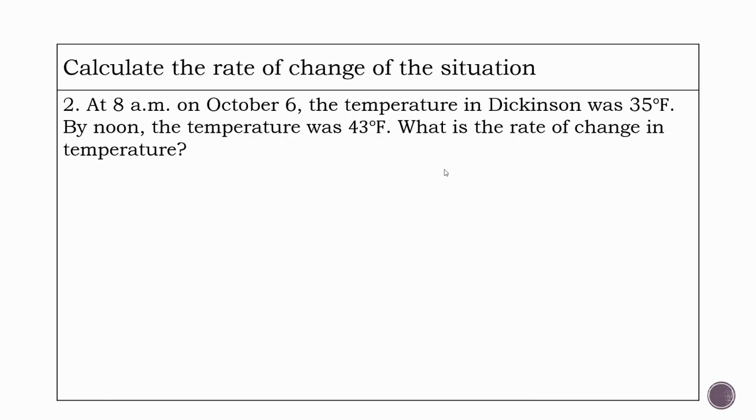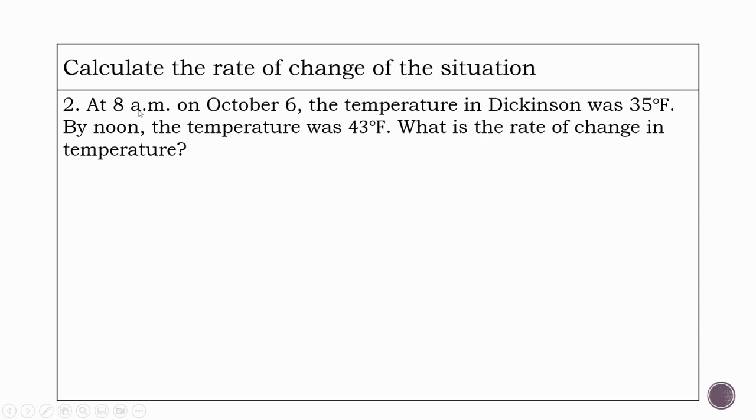Okay, for number 2, at 8 a.m. on October 6th, the temperature in Dickinson was 35 degrees. By noon, the temperature was 43 degrees. What is the rate of change in temperature? Okay, so here it's a little tricky because we have 8 a.m., which is a time of day. We have October 6th, which is a date, which also is a time, and then a temperature. So which time do I use?